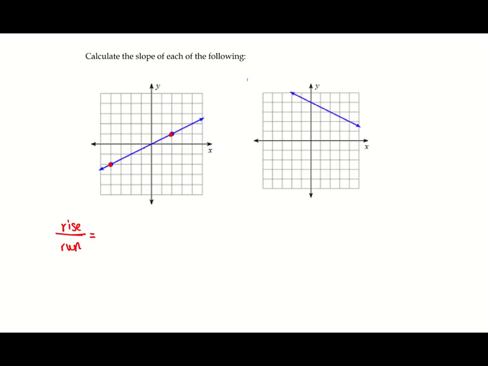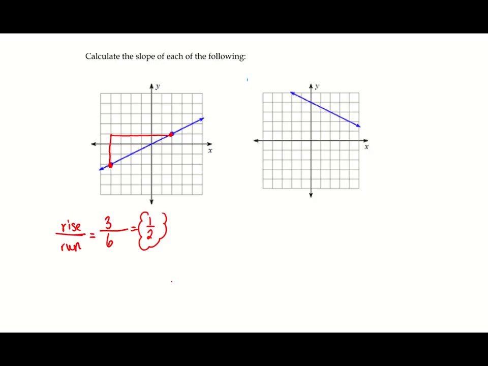So in this case, if I start at this point on the left, I go up 1, 2, 3 units. I went up, so my rise is 3, and then I go to the right 1, 2, 3, 4, 5, 6 units. So my run is 6. I simplify that and I find out my slope for this particular graph is 1/2.